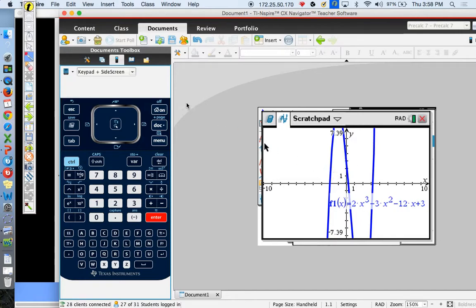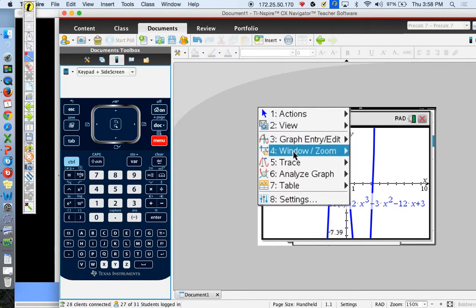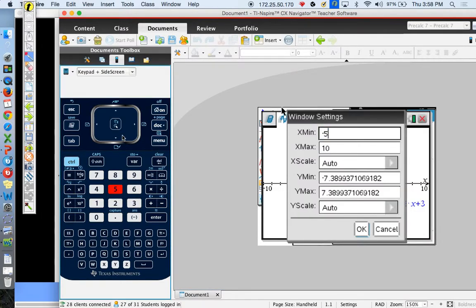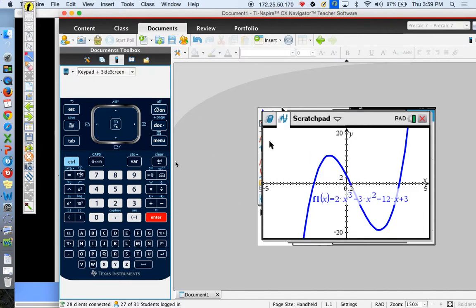So we might need to change our window. It doesn't look like we need to go out to negative 10, so menu, window settings. I bet we could go out to negative 5, but we can't see the top and bottom. So let's go from negative 20 to positive 20, and we'll see. And now we can see those max and mins.